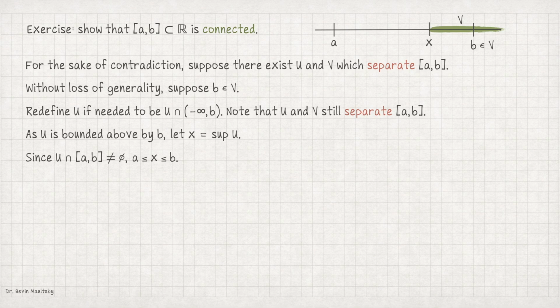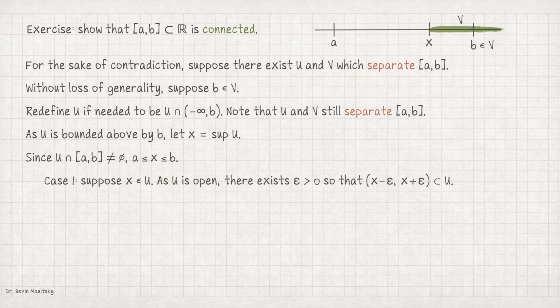Okay, so let's pause for a moment. We have the closed bounded interval from A to B. We are saying now that there's an element X somewhere in this interval which is the least upper bound of the set U. So I can imagine everything to the right of X as being covered by V. The question is, since X belongs to the interval, which of the two sets, U or V, does X belong to? Let's do this by cases.